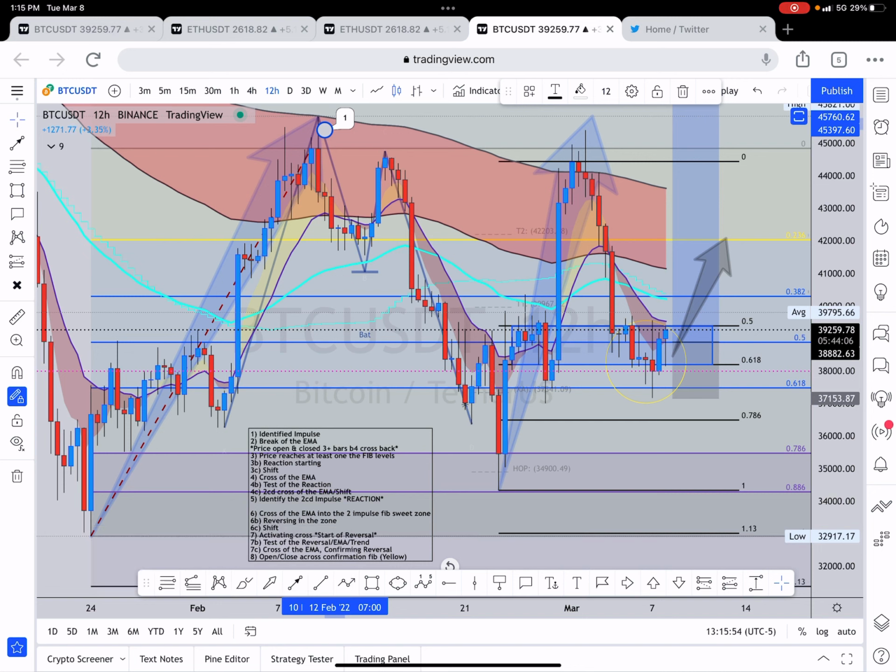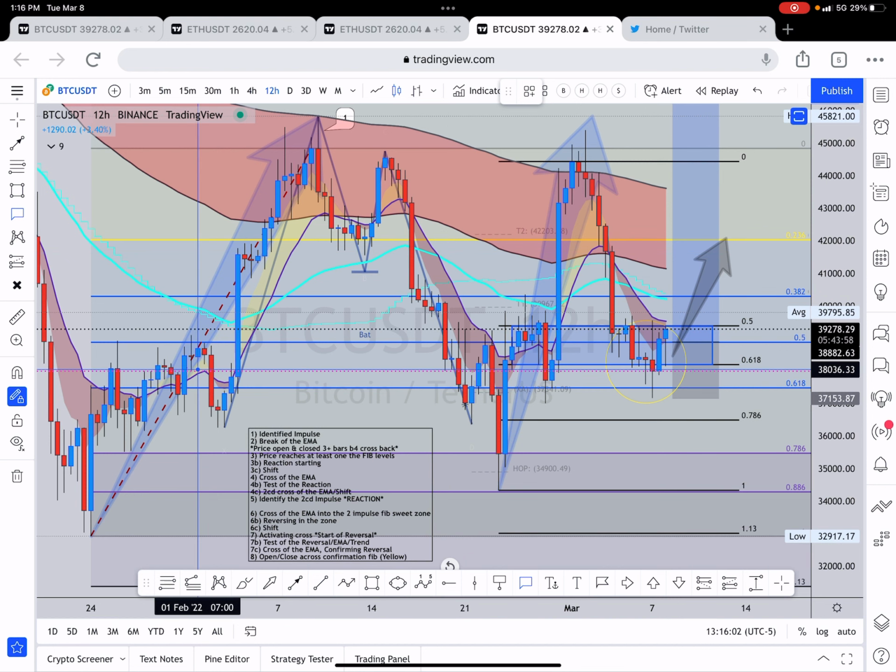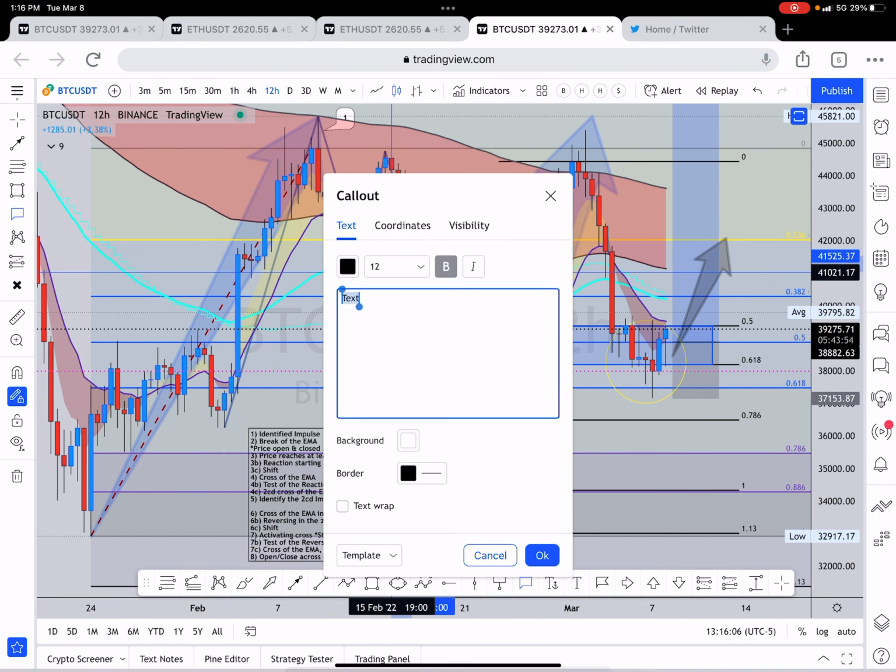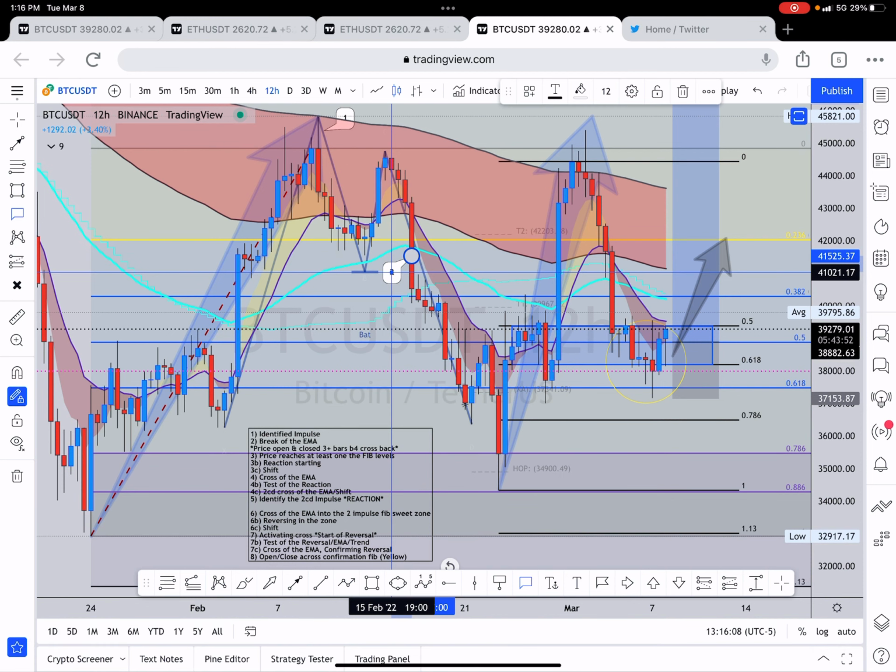And then we are going to go to step two, the break of the EMA. The EMA that I see break, for visual purposes, we're looking at the aqua. So this aqua EMA here, specifically on this candle, is where price broke the EMA. So I'm going to mark that as my step two.